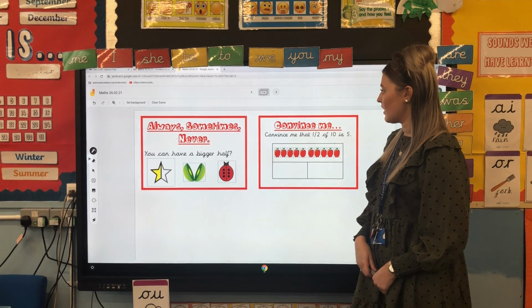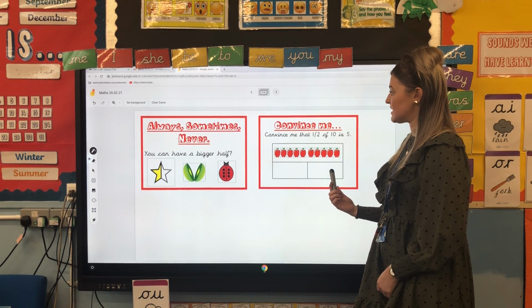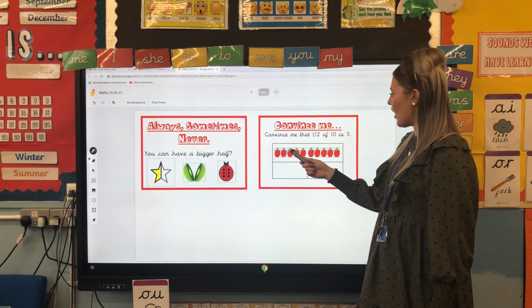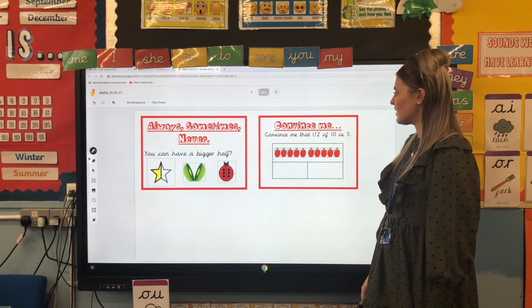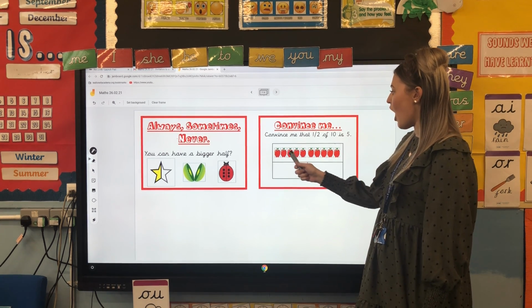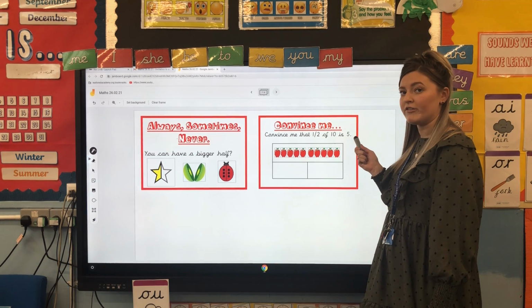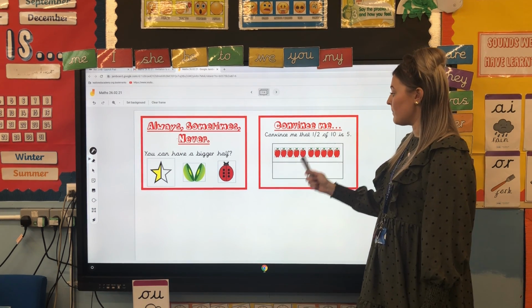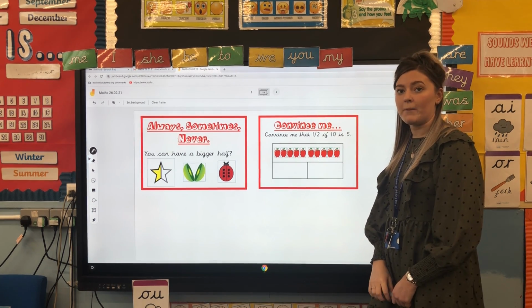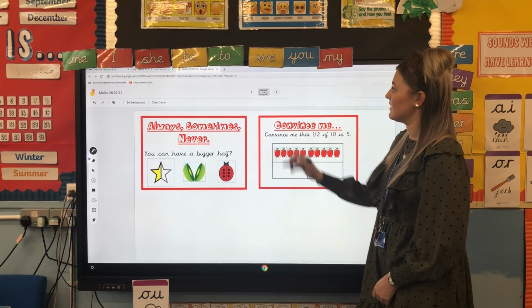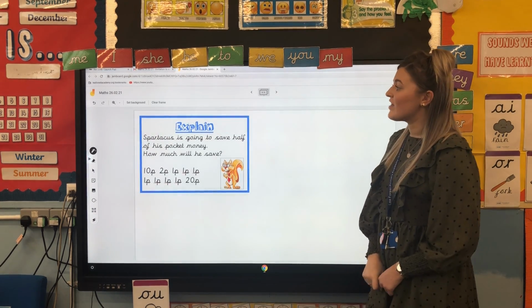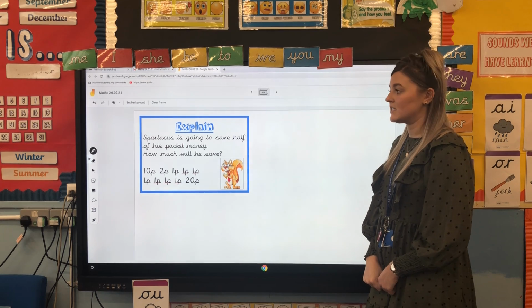Then we move on to a convince me. Here I have 10 apples. Convince me that half of 10 is 5. Show me, just like you were doing with your representing and your fluency. Then we move on to our explain sticker.